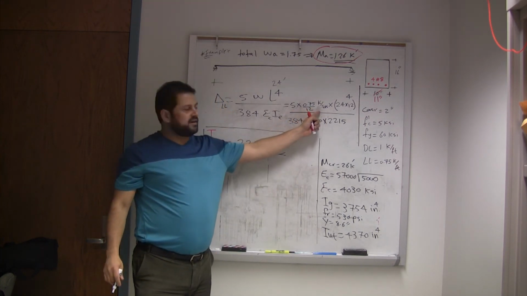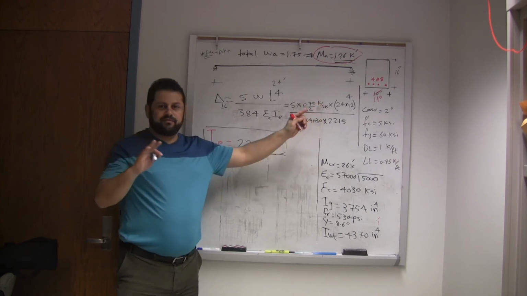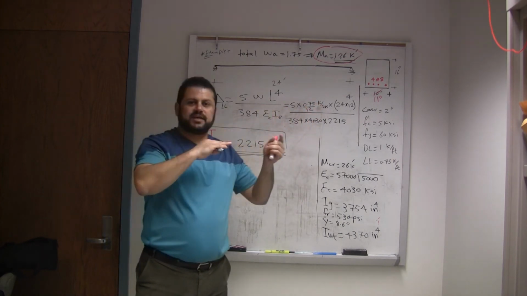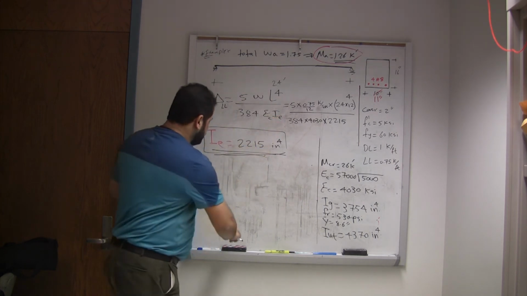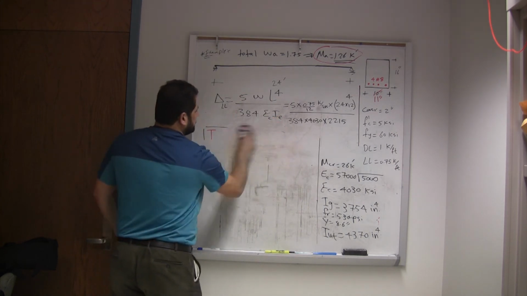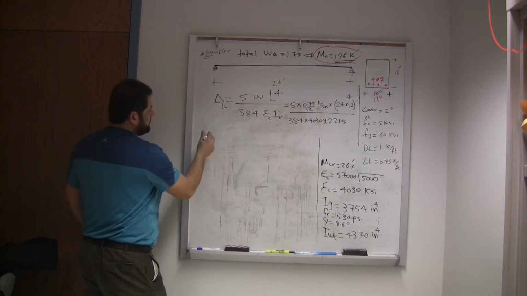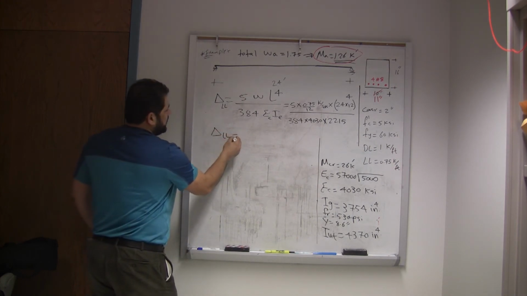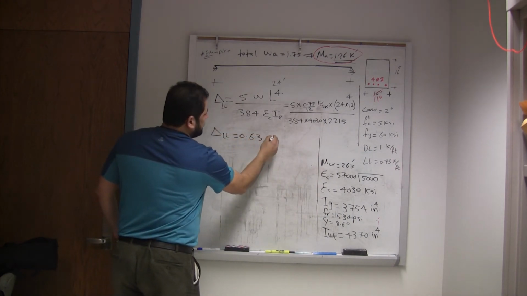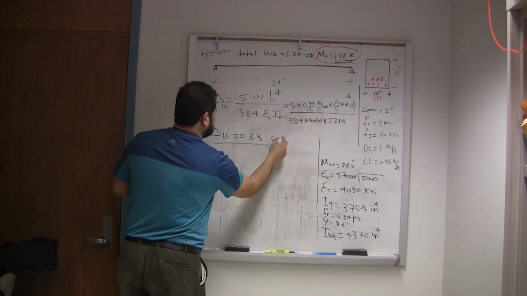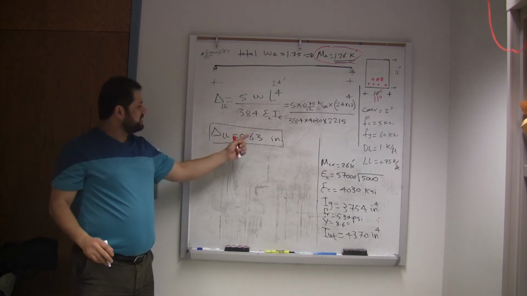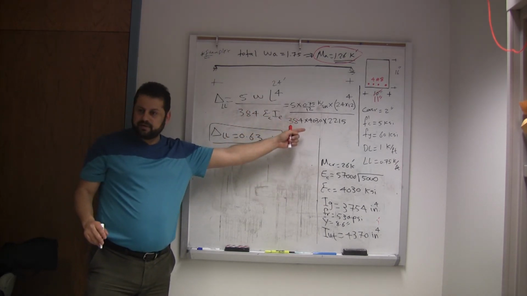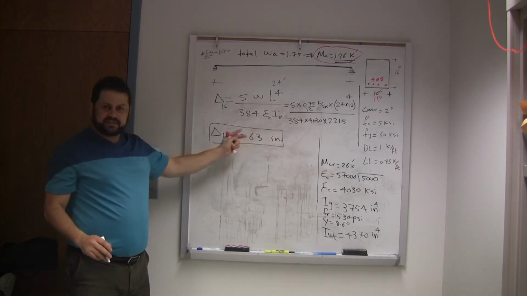You divide the 0.75 by 12. That's why usually if you don't do this one, your calculations are off by 12. If you do that, how much do you get? Your delta equals 0.63 inch. And this makes sense. You're not going to get a 6-inch deflection, or 0.006 something. Okay? 0.6, half an inch, something like that.